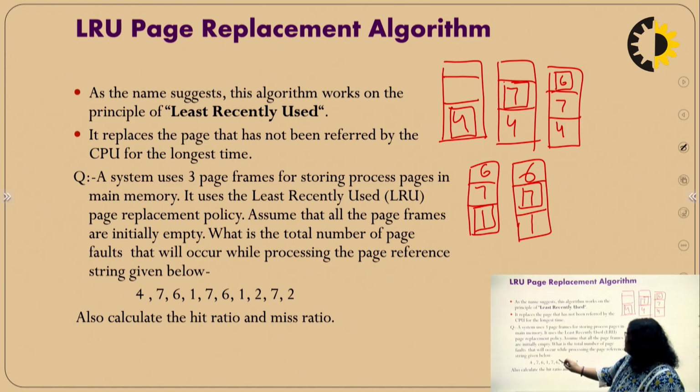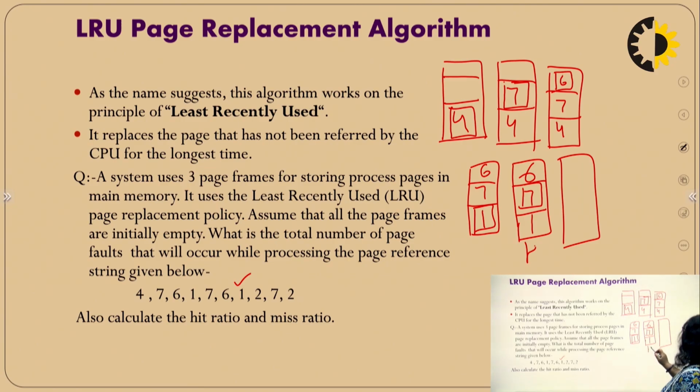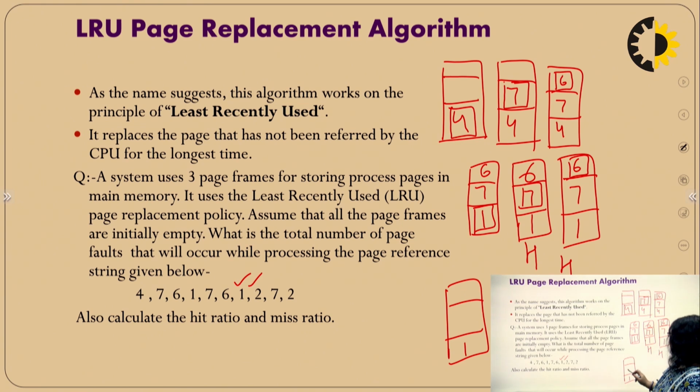Now, the next element is 6. 6 is already present, so it is a hit also. So we define a hit. 1, 7, 6. 6 is repeated again, but we consider 6 as a new element, not the old element. Now the next is 1. 1 is already present in the window, so we take the window on 1. So it is a new element.